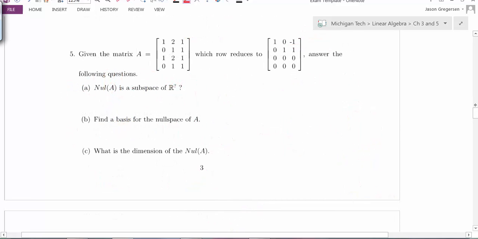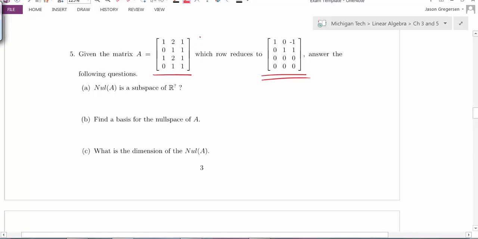Question number 5. Given this matrix, which row reduces to this matrix, answer the following questions. In this problem, we're going to do the same kind of analysis that we did in the previous problem, except now the work of row reduction has already been completed for us. So the null space of A is a subspace of R what? Well, once again, the null space is the set of all vectors that map to 0.